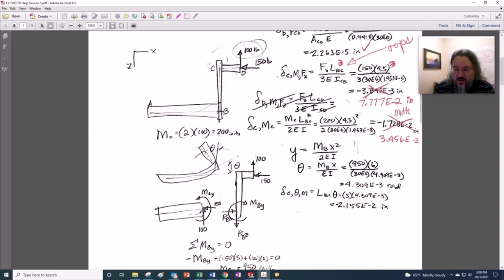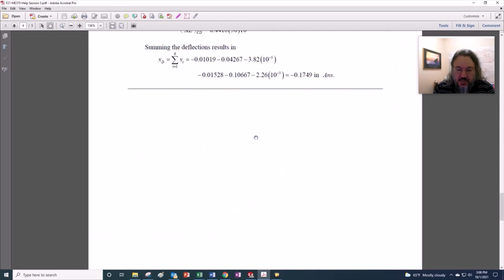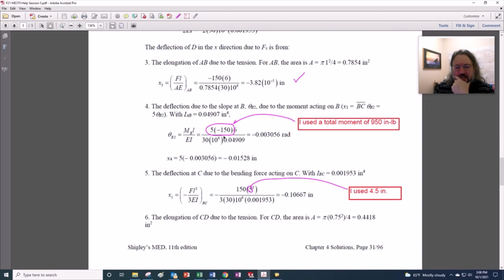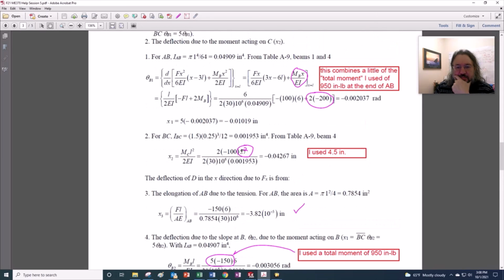Because that's acting right there, right? Because that's good. So that's going to be a moment around the end of this that's going to cause bending of this piece. And once again, I used 4.5, and theirs shows up like... I'm not 100% sure that they did this one. I don't think they did that particular one, right? So they didn't do that bending of the thing.